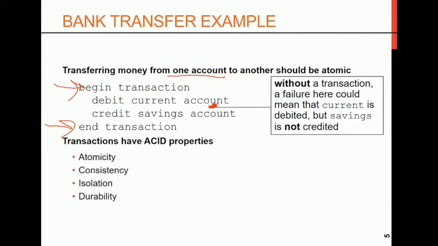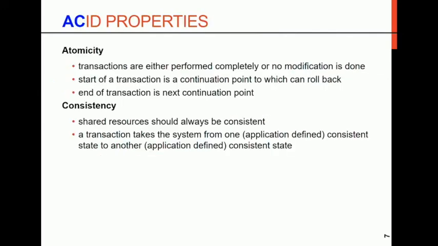So transactions have properties: atomicity, consistency, isolation, and durability. Atomicity means that transactions are either performed completely or no modification is done. So this is the idea that either every single operation within the transaction executes as it should completely. If either one of those operations fails, it's as if none of those tasks have run. Even if 9 out of 10 of them have completed, we need to be able to roll back those 9 to their original state as if those 9 weren't completed.